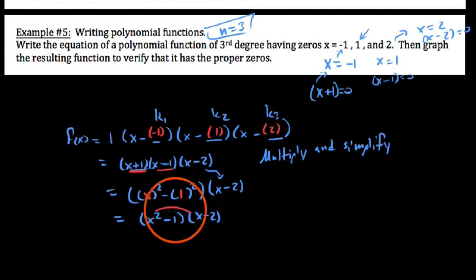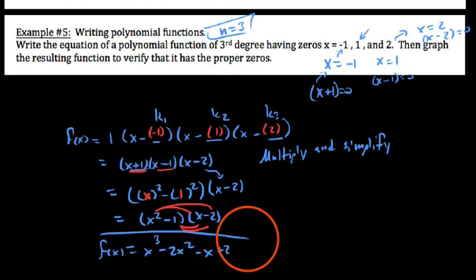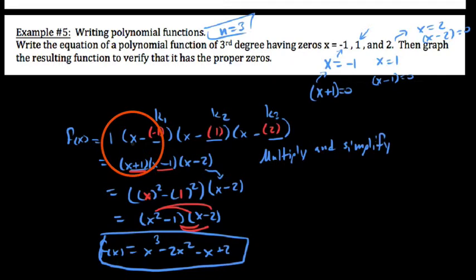So now we'll FOIL this here and see what we end up with. We get x cubed minus 2x squared minus x plus 2. And so this is our polynomial function, and we're saying that it's a third degree thing because we took 3 first degree things and multiplied them together.